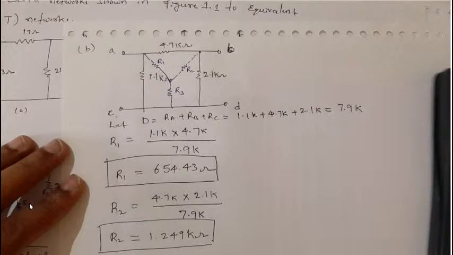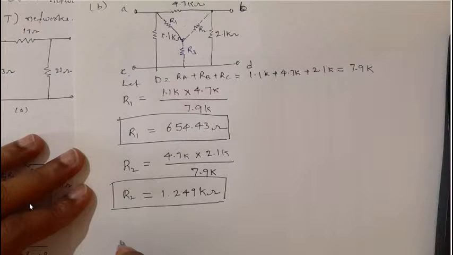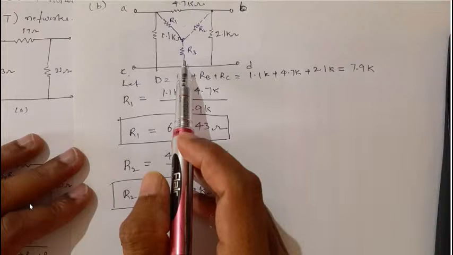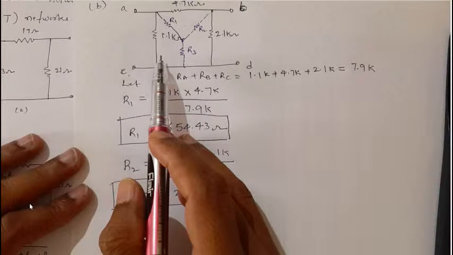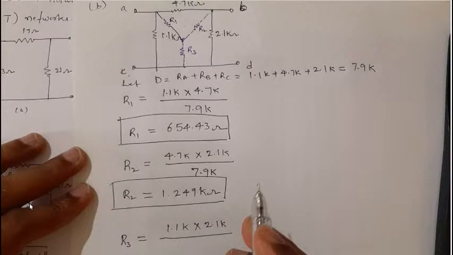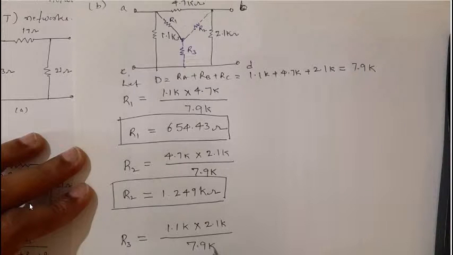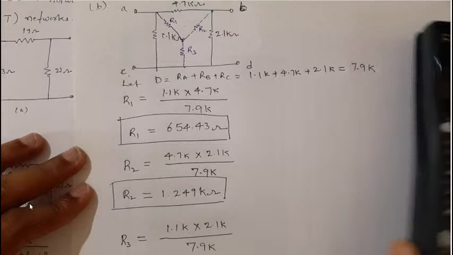Similarly, we can find R3 also, where R3 is equal to the two nearest resistances, 2.1k and 1.1k. Here 1.1k into 2.1k divided by all three, that is D, which is 7.9k, and this is equal to, so let me calculate.